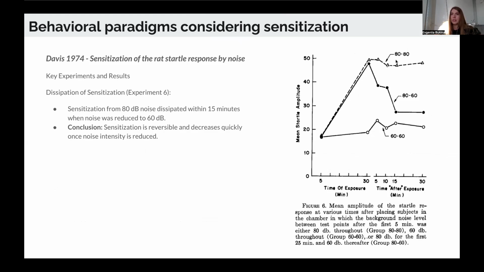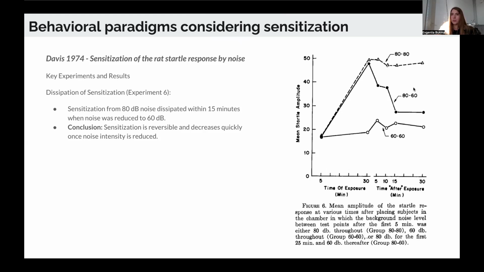So here you can see 80, 80. What does it mean? It was 80 decibel and continued with 80 decibel. So you can see that startle increased after. Then you have 60-60, when it was a low level of noise and it didn't cause sensitization. And with the 80-60 protocol, at the beginning for 30 minutes, they had 80 that caused sensitization.